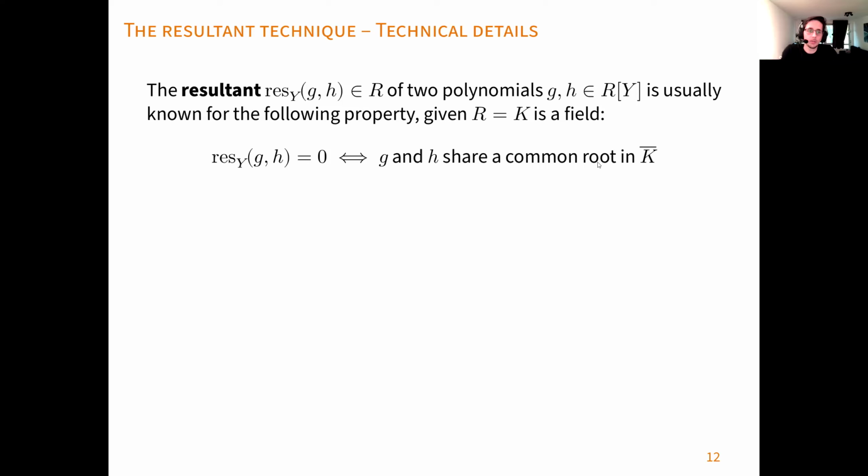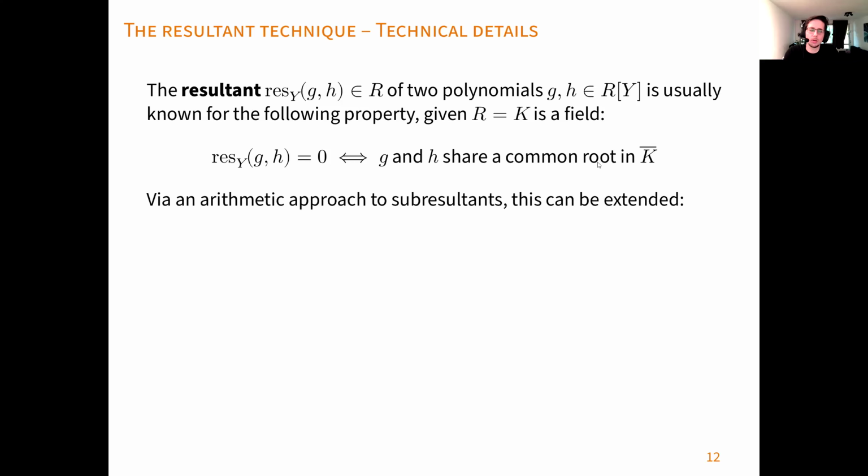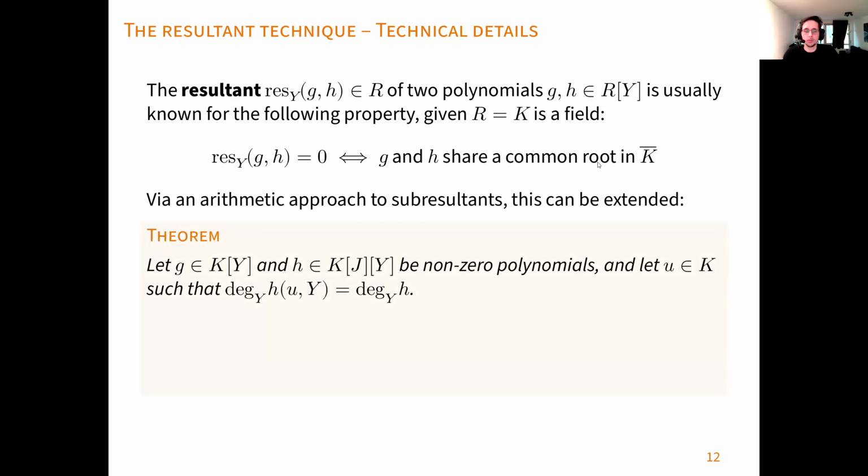And what we want to do now is extend this a bit. We can do this by looking at subresultants, or more so by approaching them from a more arithmetic point of view, and we get the following statement. So we start with, again, two polynomials. Now, G is just another polynomial over a field, and H is a polynomial over a polynomial ring in a field. So a polynomial ring K[j] as coefficients.